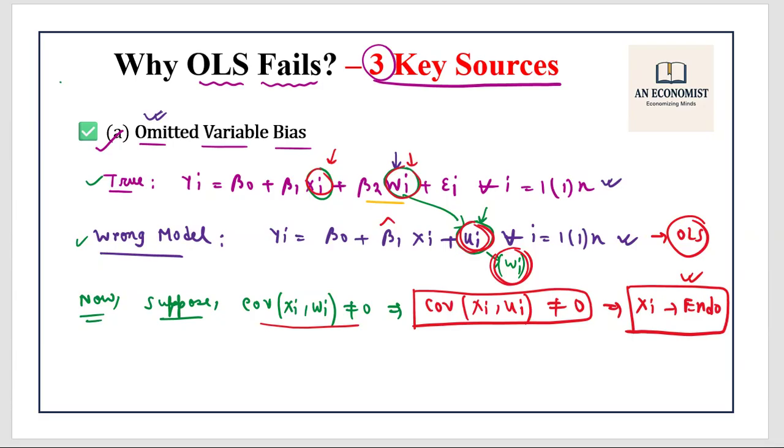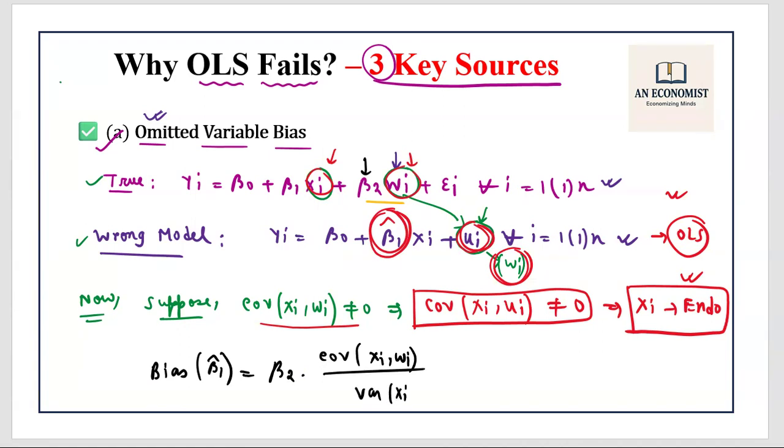If you apply the OLS method in this incorrect model, the estimate that you get, this beta 1 cap, will be biased and inconsistent. That is why we need an instrumental variable. And here we can directly measure the amount of bias. The amount of bias in this model will be simply beta 2 times the covariance between xi and wi upon the variance of xi. So this is the mathematical form of the exact bias that we can get from here.